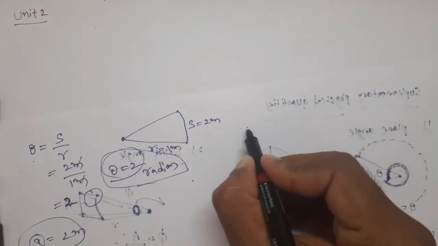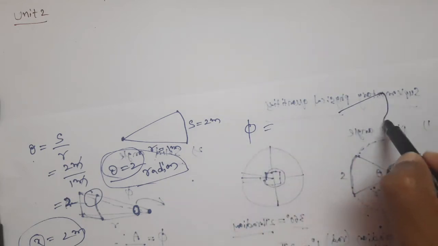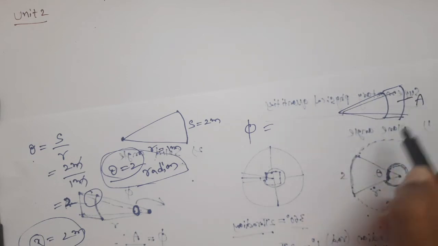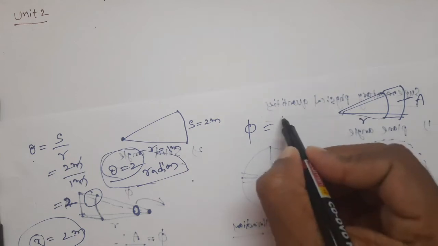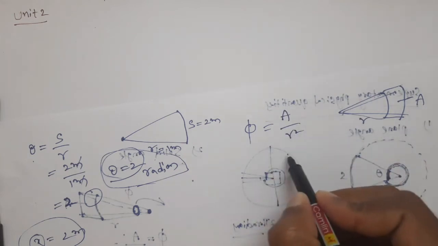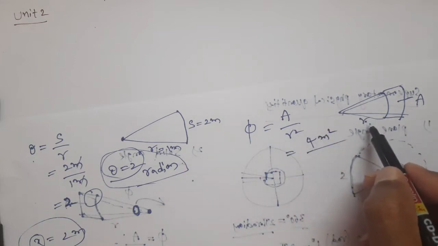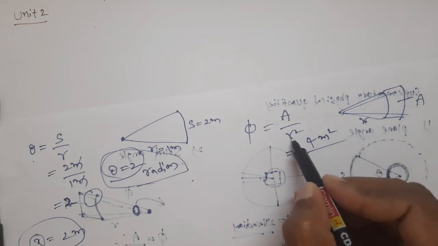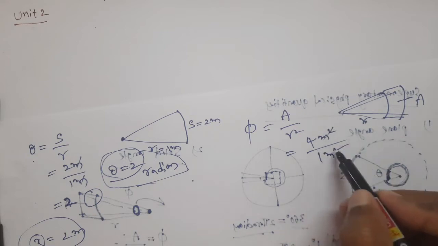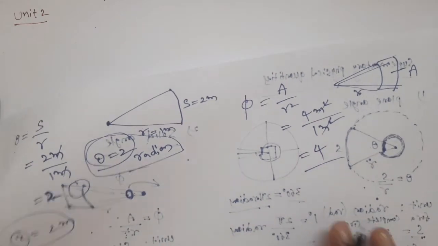In a similar manner, phi. When you take solid angle, we take a certain curved area here, and we say this is area A and this is R. How do we define it? A by R square. Suppose this area is 4 meters square, and this radius R is equal to 1 meter. So 1 meter whole square, right? That means you get 1 meter square. So meter square gets cancelled. So phi is equal to, what do we get? We get a number 4.